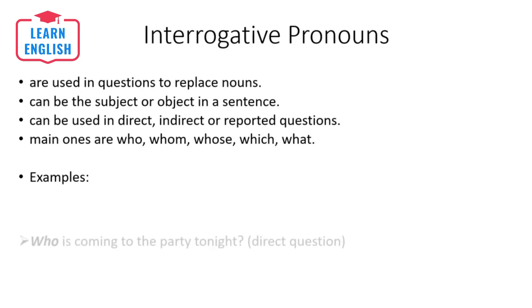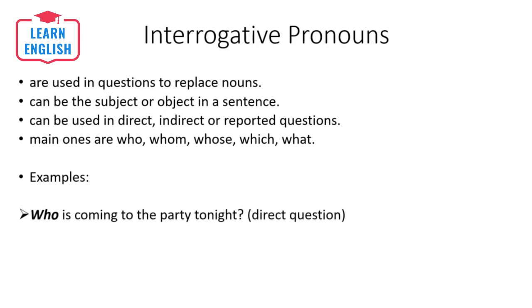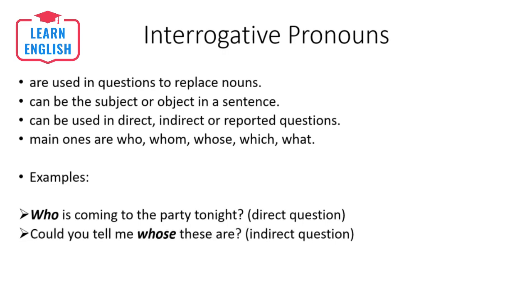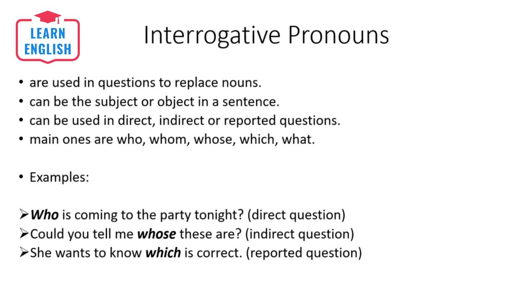Some examples. Who is coming to the party tonight? That's a direct question. Could you tell me whose these are? Is the indirect question. And a reported question, she wants to know which is correct.